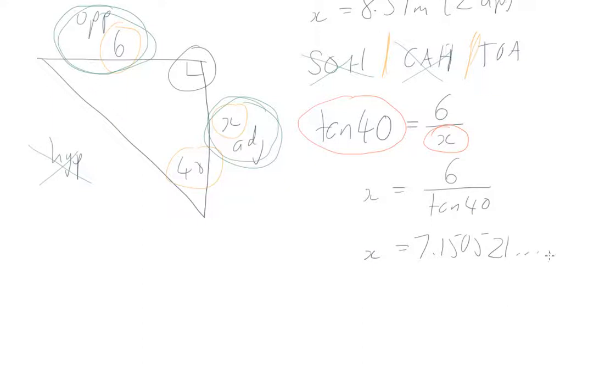7.150521, etc. So if I round that, it's round to 1 dp today. So x will be then 7.2. There's no units, so correct to 1 dp.